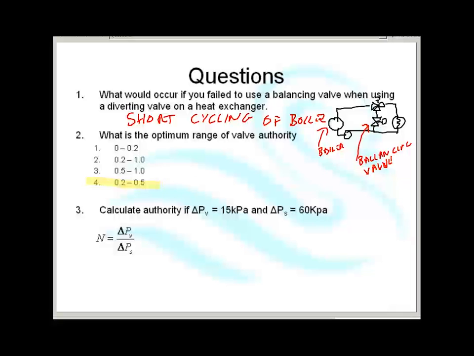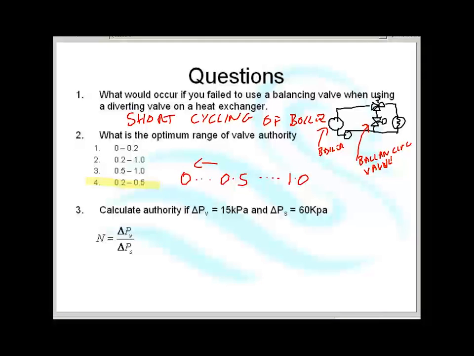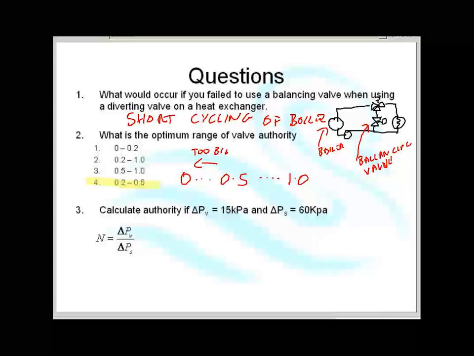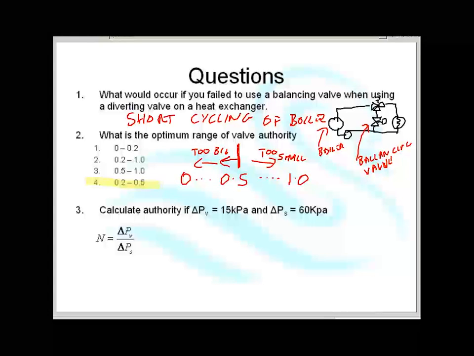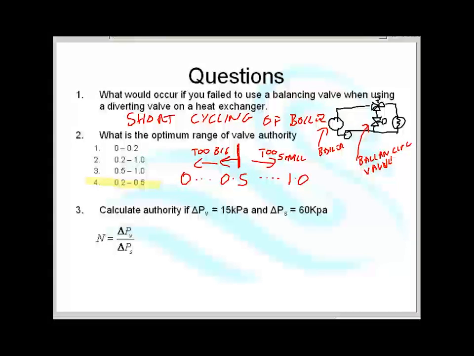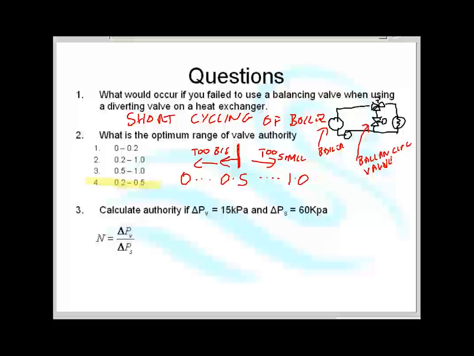Because when we go with authority, it goes 0, 0.5, 1.0. So this is going too big. This is going too small. No matter what, we never want to go too small. So 0.5 is our definite cutoff point. We only ever go too big. Point 2 is stretching a friendship. Definitely is stretching a friendship, but, you know, that's what we'll go to if we must.